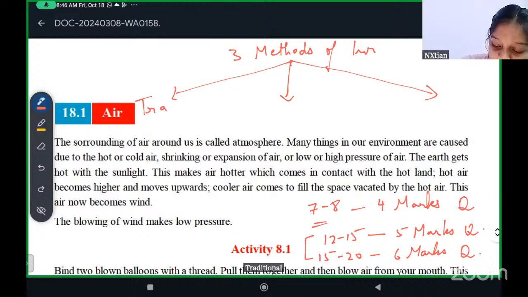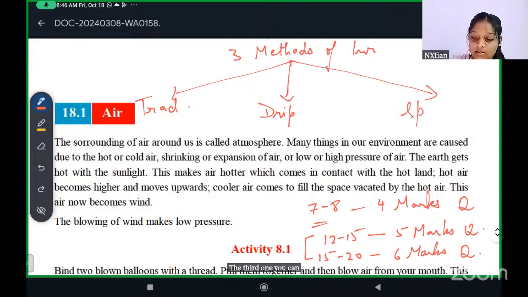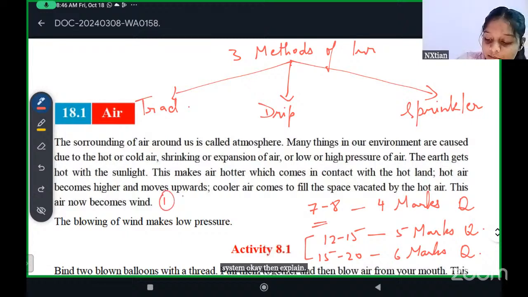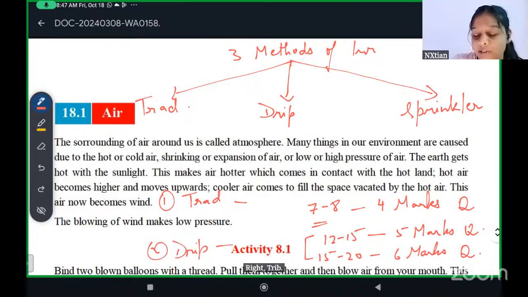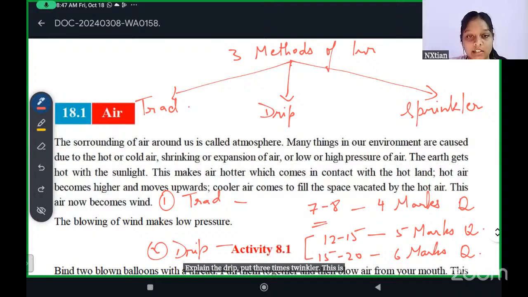Traditional. Drip system. And the third one, you can write sprinkler system. Then explain. Put 1, traditional, and explain traditional. Then put 2, write drip, and explain the drip. Put 3, write sprinkler. This is for the 5-marker, 6-marker. I expect a little creativity in the long questions, especially.